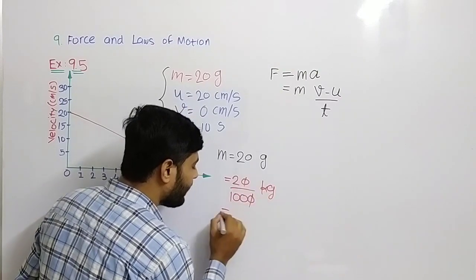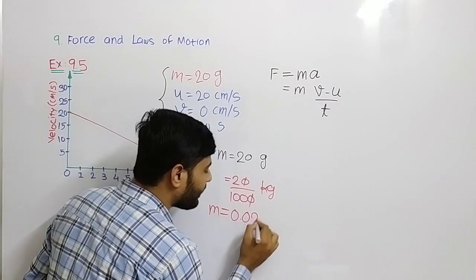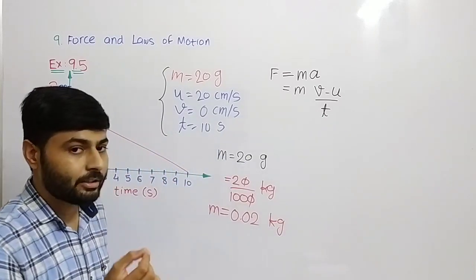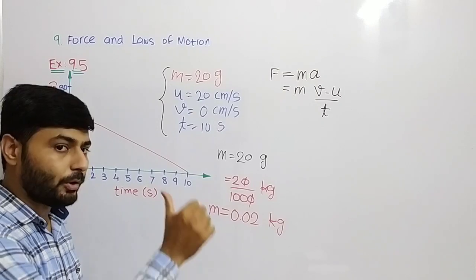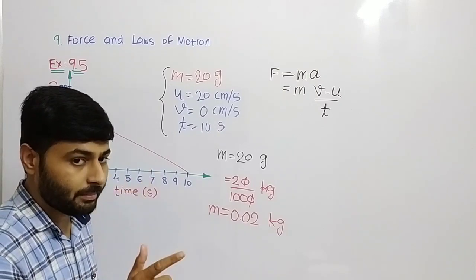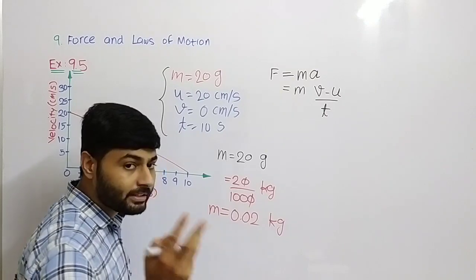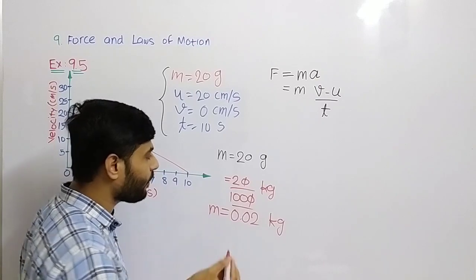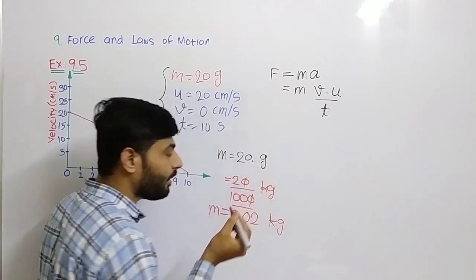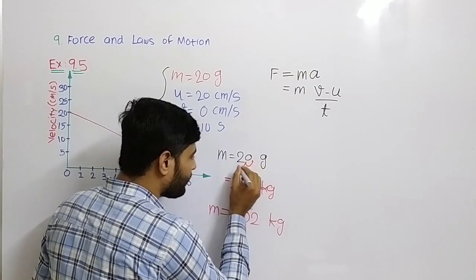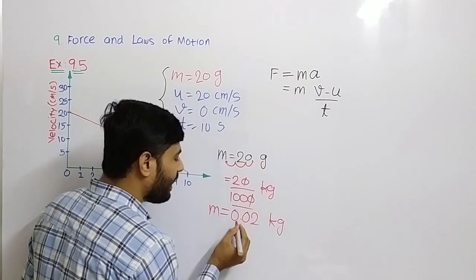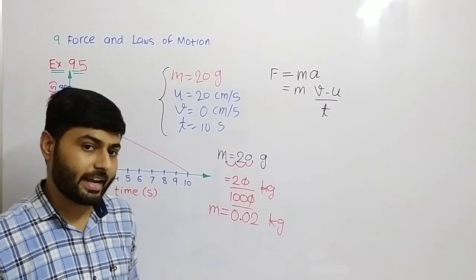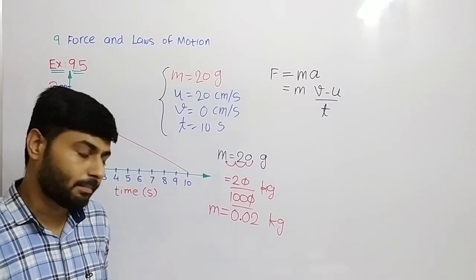So I have m is equal to 0.02 kg. What I need to do, I need to shift decimal point to left side. How many points? 3 points, because I have 1000 in denominator. I hope you know this thing. I have decimal point here. So 1, 2 and 3. So I have now decimal point here. So I have 0.02 kg as mass of this ball.